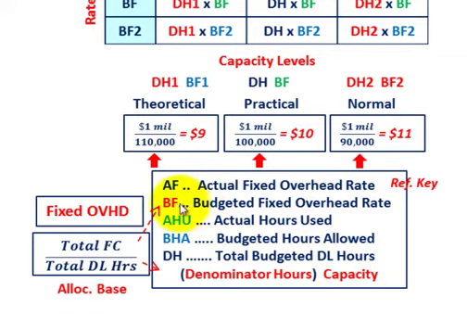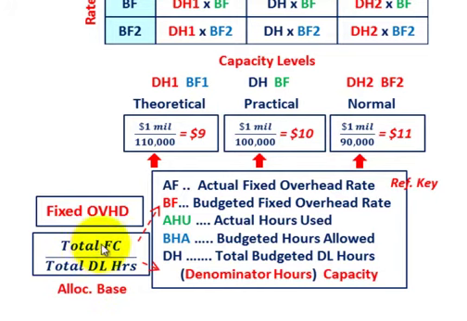When we're talking about AF, the actual fixed overhead rate, and BF, the budgeted fixed overhead rate, let's say for the actual fixed overhead rate, we're going to take our total fixed overhead costs for the period and divide them by the total direct labor hours that this plant has produced for the period. And that's going to be our allocation base: our total direct labor hours.